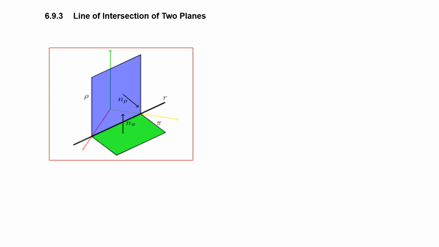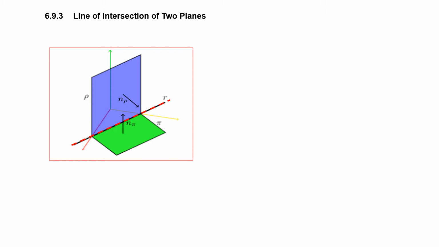Now, let's discuss the line of intersection of two planes. You have two planes now, one in green color, another one in blue. The intersection of the two planes is actually a straight line in red color. How to find this equation?